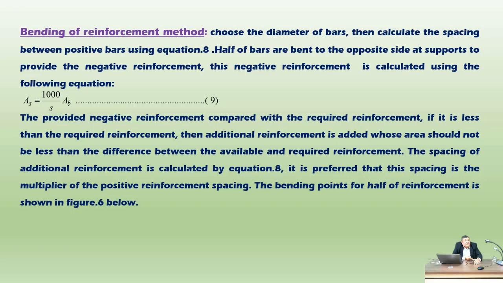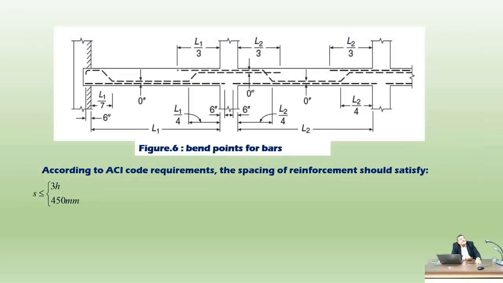The bending points for half of the reinforcement are shown in figure 6 below. This is figure 6 for bending points. The bending points are L over 7 for the exterior support, and L1 over 4 or L2 over 4 for interior supports.